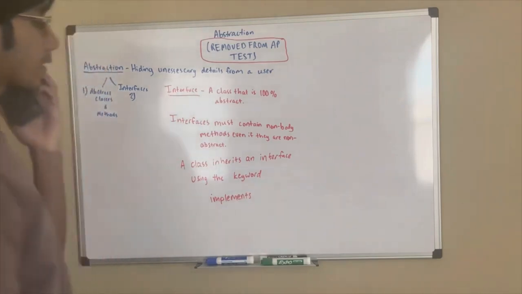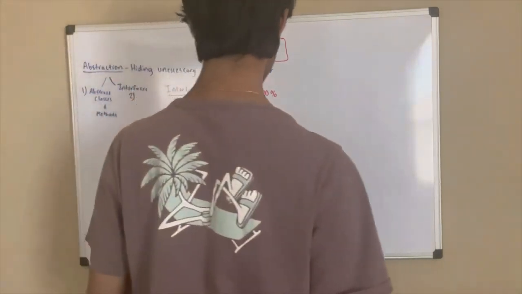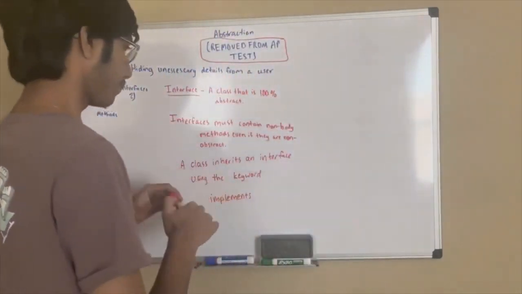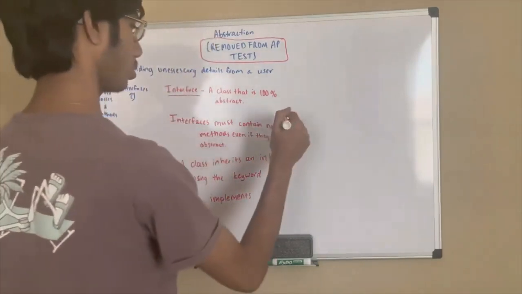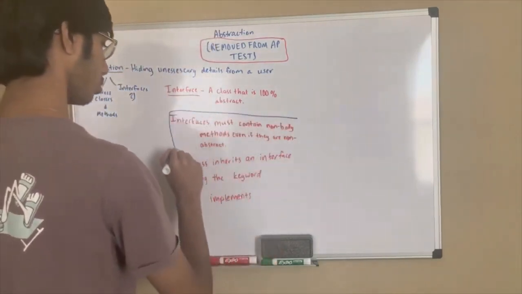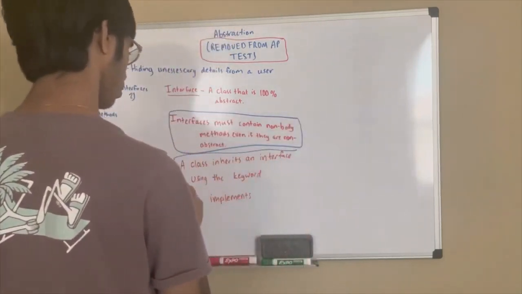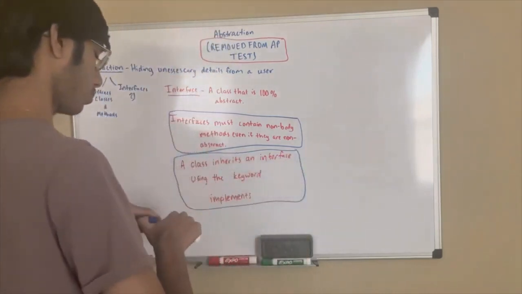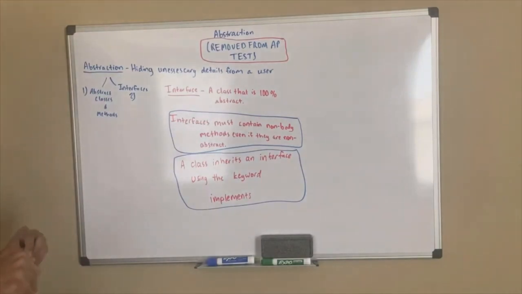So a class inherits an interface using the keyword implements. This is a very big idea to know. I'm going to highlight all the key ideas in blue. All right, so it's good. A class inherits an interface using the keyword implements.